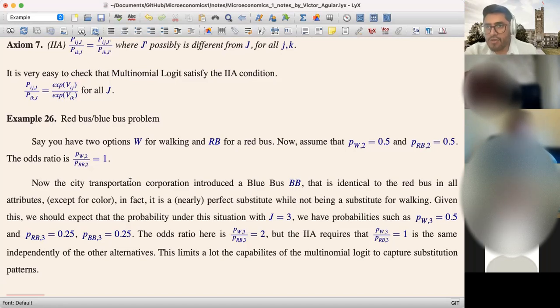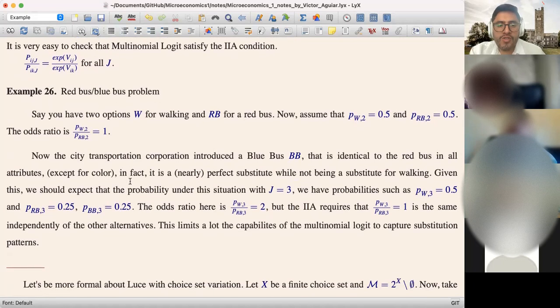So if this blue bus is the same as the red bus, except that it's blue, you will expect that the people that were taking the bus, of course, randomize between red bus and blue bus. So you will expect that the share of people taking the blue bus is around 25%, right? And the red bus is, of course, 25%. And walking should be left alone, because the introduction of the blue bus is not changing anything. Here, of course, we are assuming that there are no capacity constraints, right? It's like the city of London where things are half full most of the time.